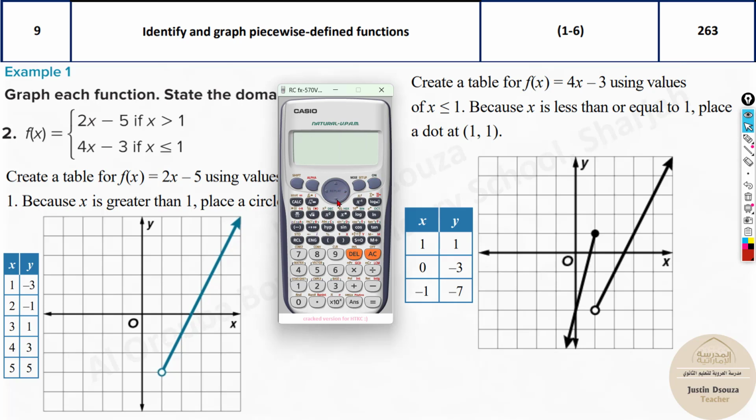Same thing, check for the other graph. It is 4 into x. I'll start with 1, -3. But now it should be reducing. See, the first value is yes, 1, correct. Now the x value should reduce. Let's start with taking 0. At 0, is it 1, 2, 3? Sorry, this is 0, 1, 2, 3. Yes, -3 is correct. Same way you can go further.